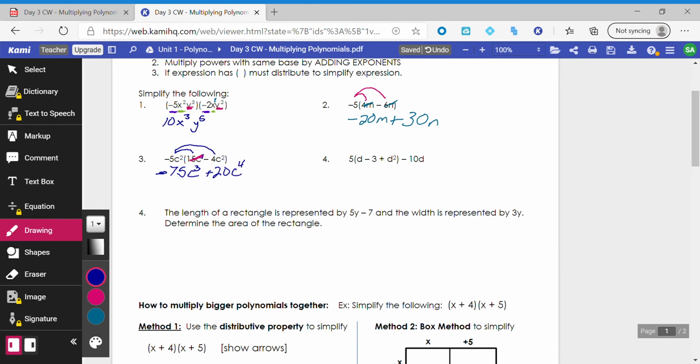Last but not least, I check to make sure that there are no like terms. c cubed, c to the fourth. Because they have different exponents, I cannot add these two terms together. So we are done here.